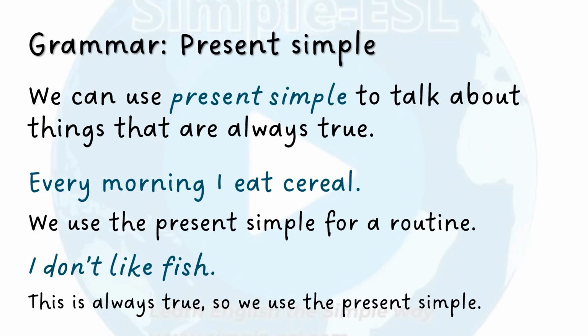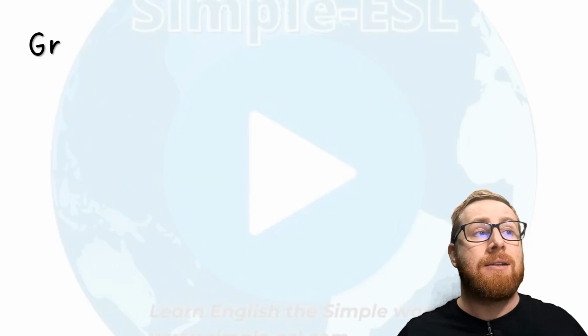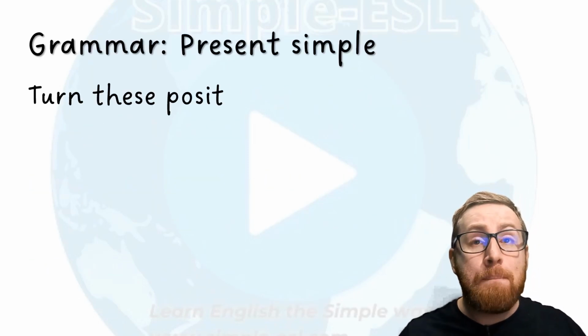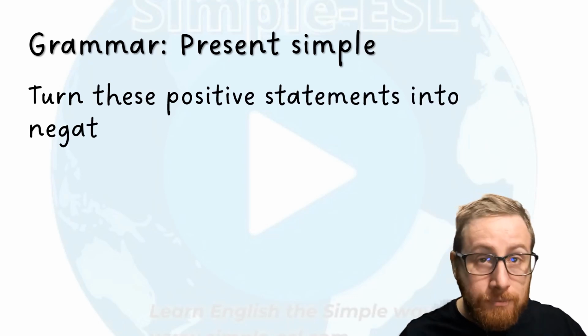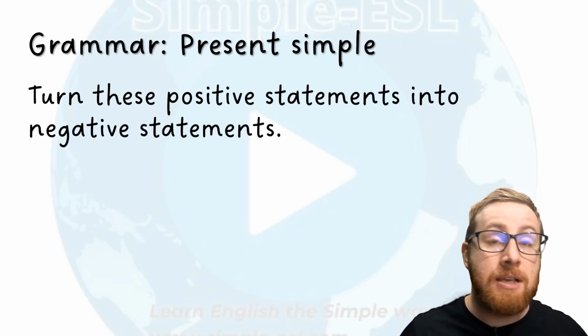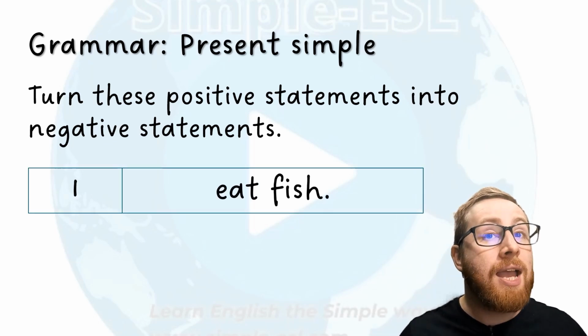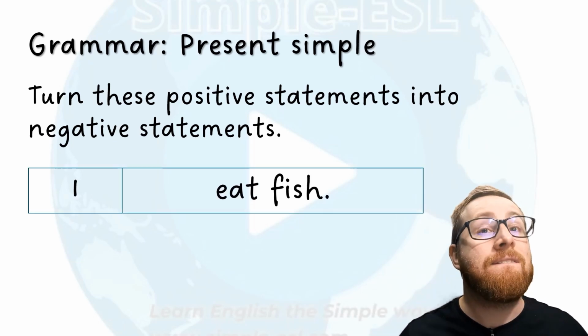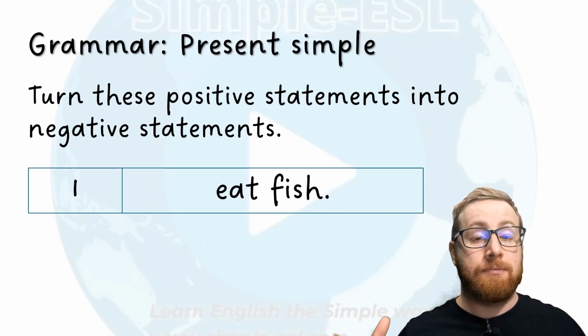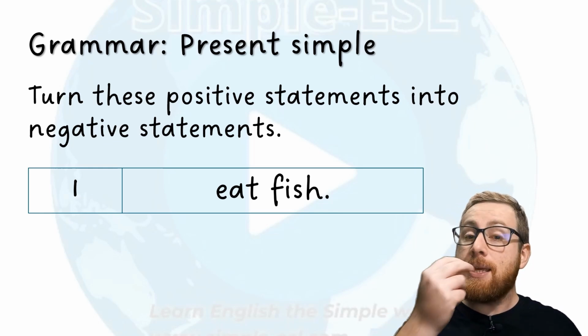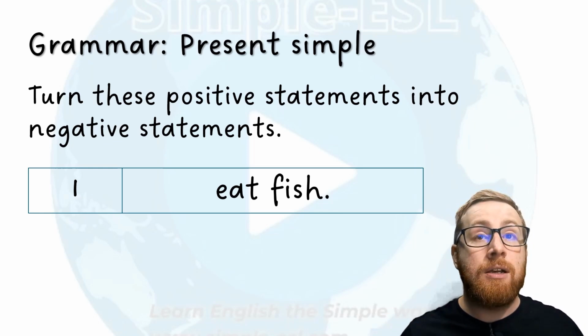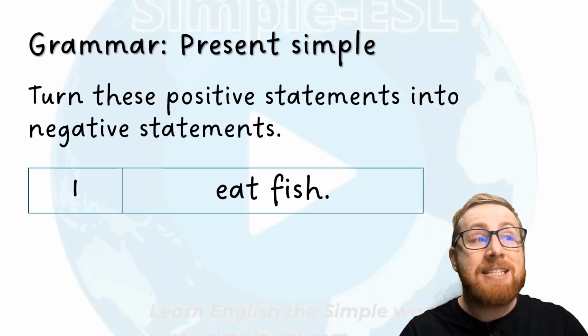Let's practice a little bit with positive and negative and the present simple tense. So, we're going to take a look and we're going to turn these positive statements into negative statements. So, read aloud. I eat fish. How can we make this negative?